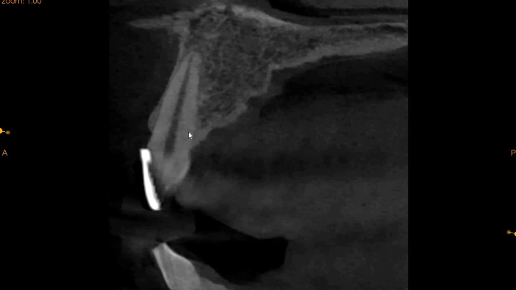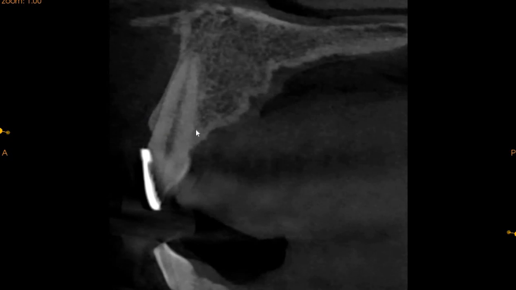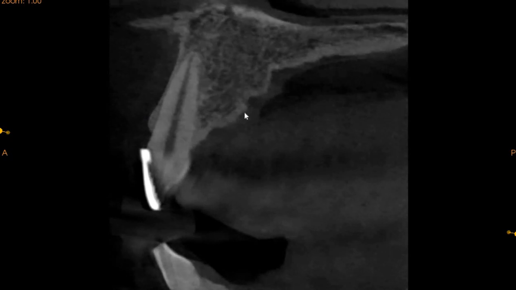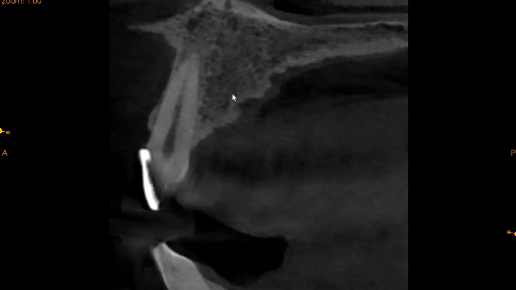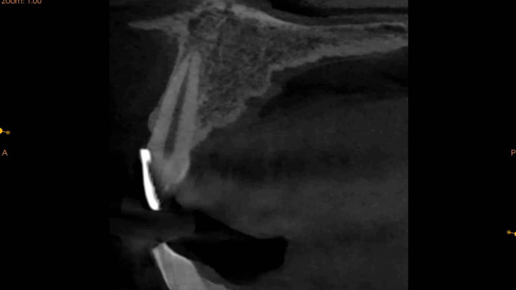This line could be an accessory canal or could be a horizontal fracture. We can see a line here and we can see a line here, but we can't really correlate if this is a fracture indeed, but we do see a line. We don't see any vertical fractures in this tooth.